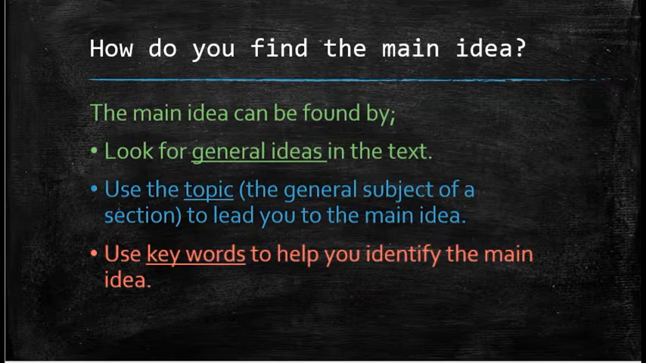The main idea can be found by looking for the general ideas in the text, using the topic sentence, so the general subject of a section, to lead you to the main idea, and using keywords to help you identify the main idea. So really what you'll need to do is read a passage and say, what is this about? What is the author trying to tell me?